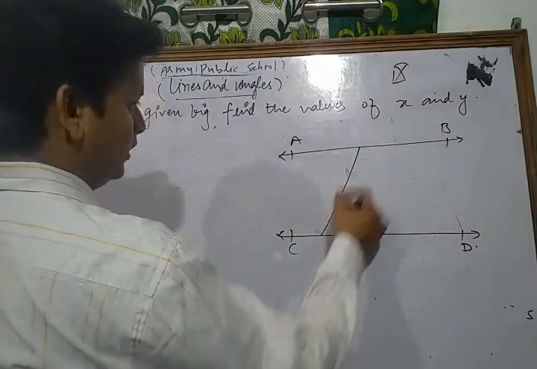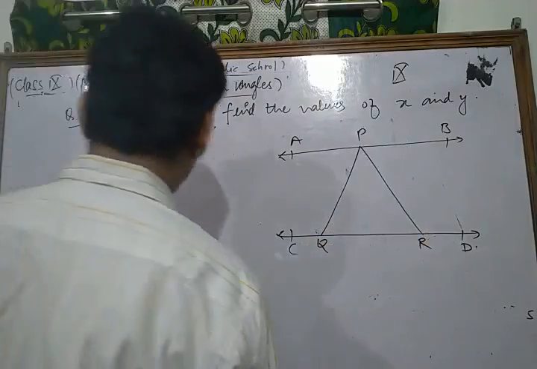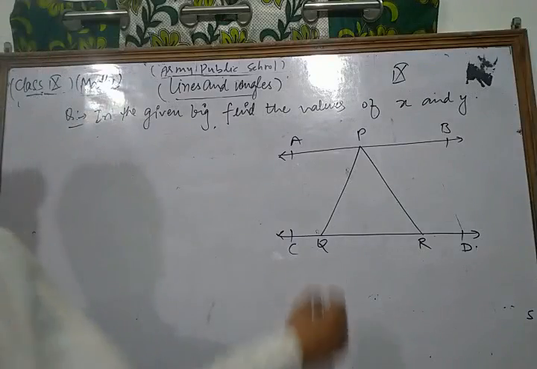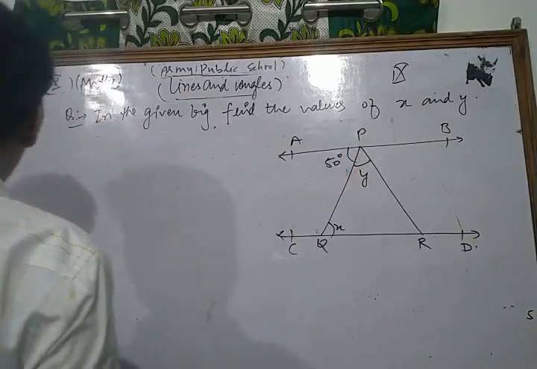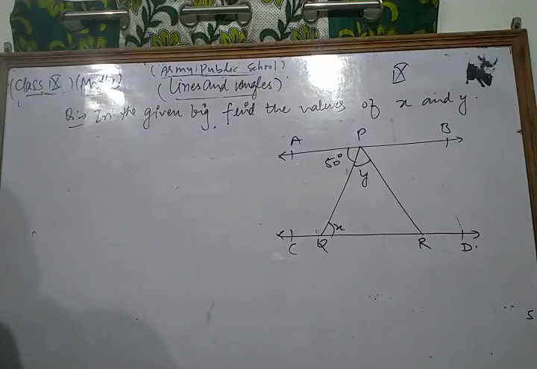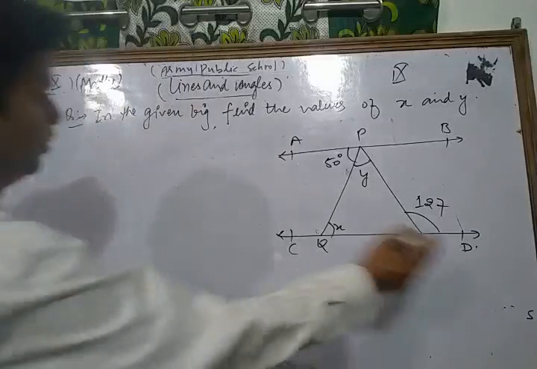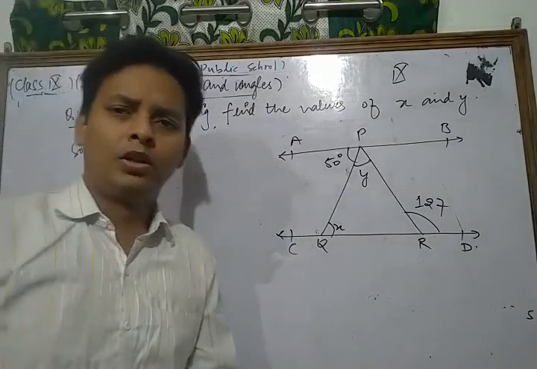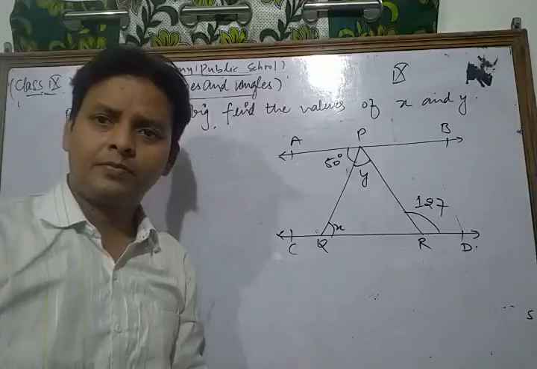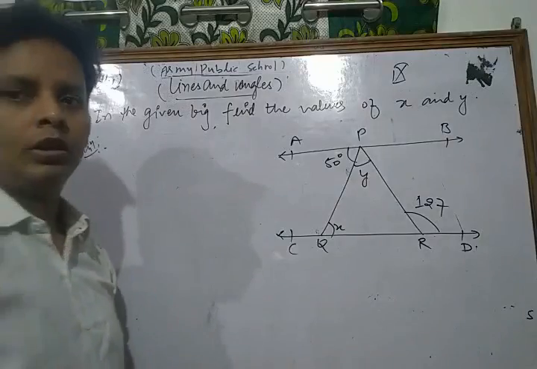Here this is P, Q, R. Okay, and this is 50 degrees, this is y, this is x, and this is 127. Okay, now let's see its solution. Here two parallel lines are there, AB and CD, and we find the values of x and y.